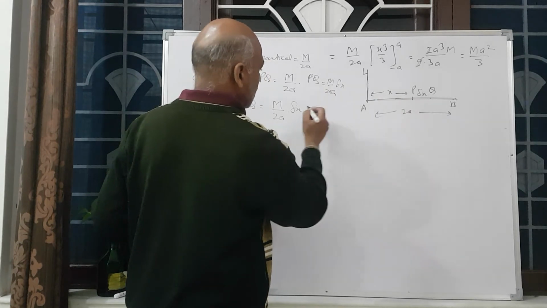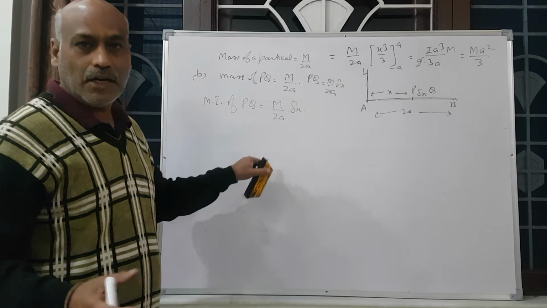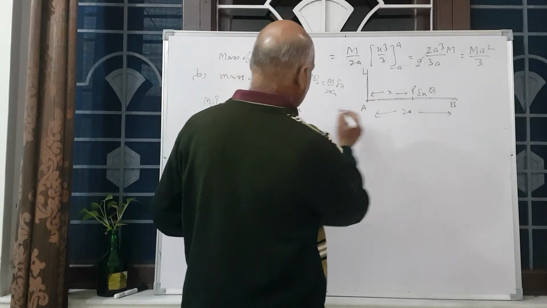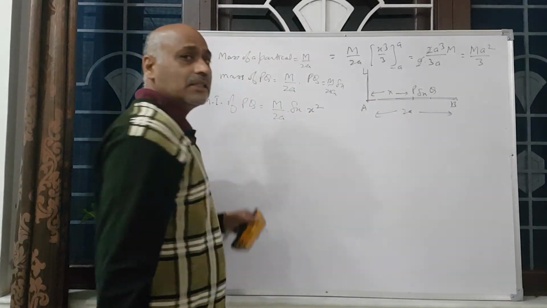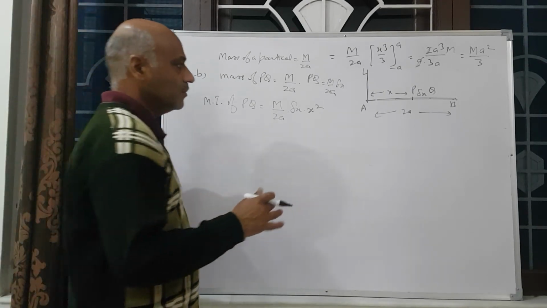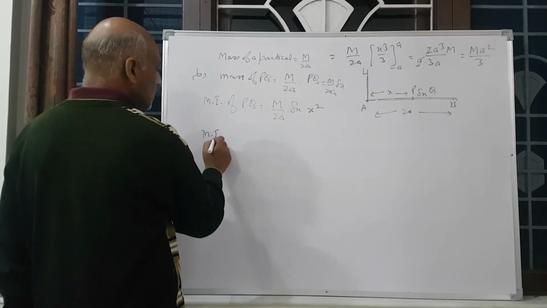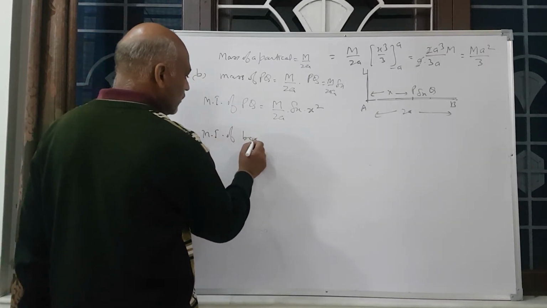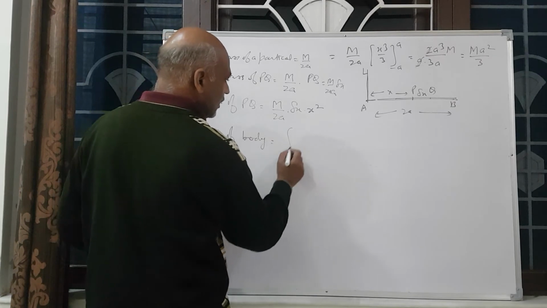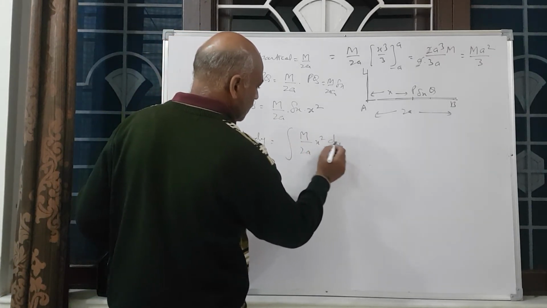What is PQ? Into moment of inertia is m r square, and the perpendicular distance is the same, x square. This is just like the first one, but only the limit changes, because this is the end point. So the moment of inertia MI of the body is the integral of m upon 2a x square dx.